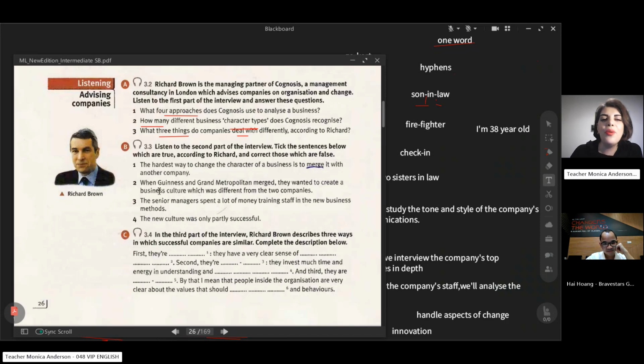Wow. So when Guinness and Grand Metropolitan merged, they wanted to create a business culture which was different from the two companies. Can you replay one more time? Yes, of course. Let's do this one together.